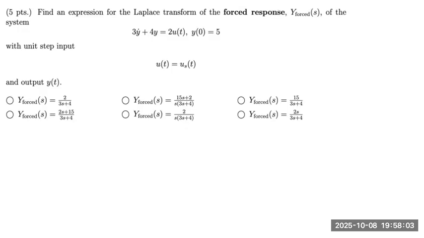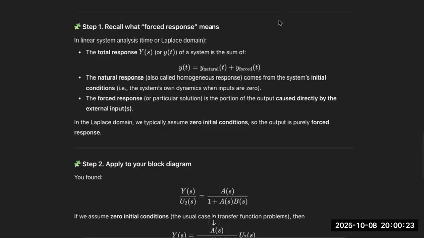First, we have to know what a forced response is. So we have to recall what a forced response means. In a linear system analysis in the time or Laplace domain, the total response Y(s) or y(t) of a system is the sum y(t) = y_natural + y_forced(t). The natural response, also called the homogeneous response, comes from the system's initial conditions, that is the system's own dynamics when inputs are zero. The forced response or particular solution is the portion of the output caused directly by the external inputs. In the Laplace domain, we typically assume zero initial conditions, so the output is purely forced response.